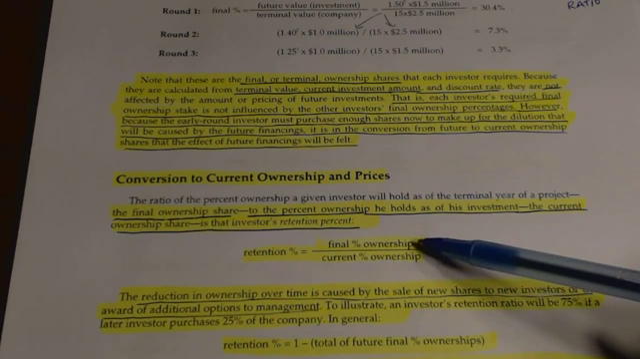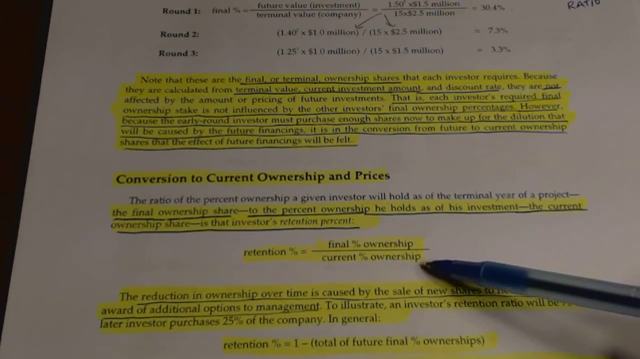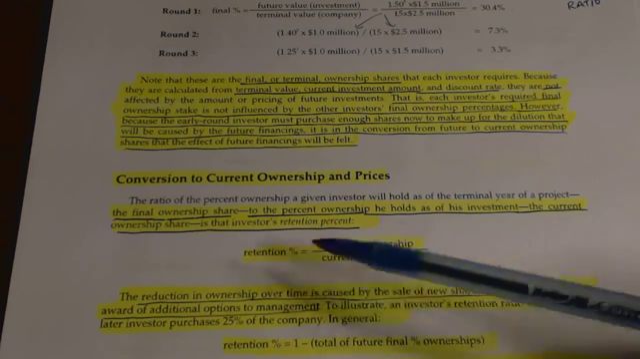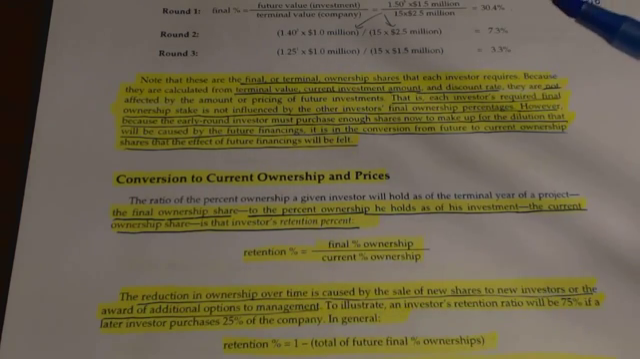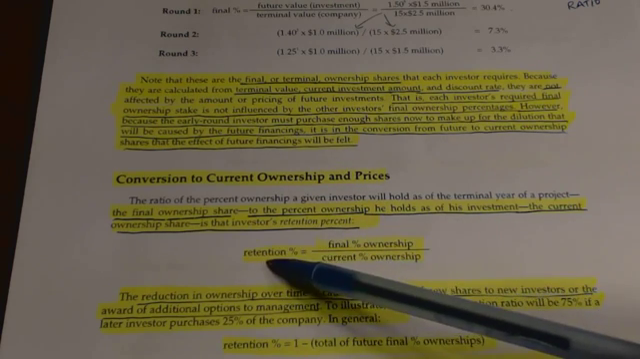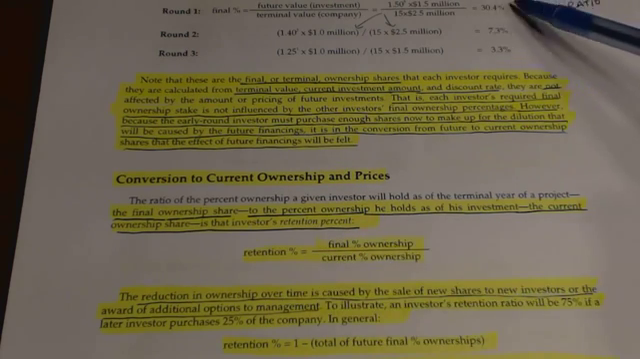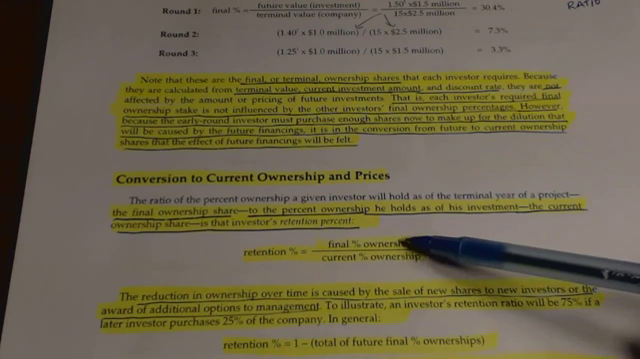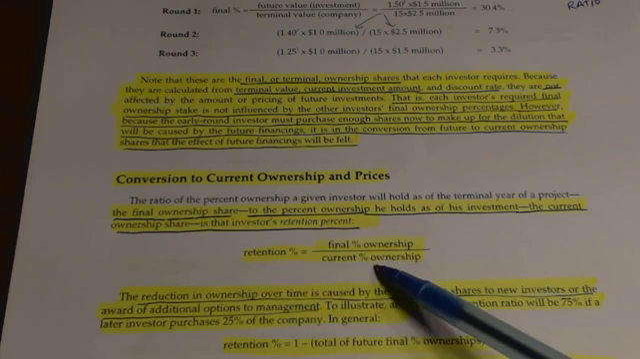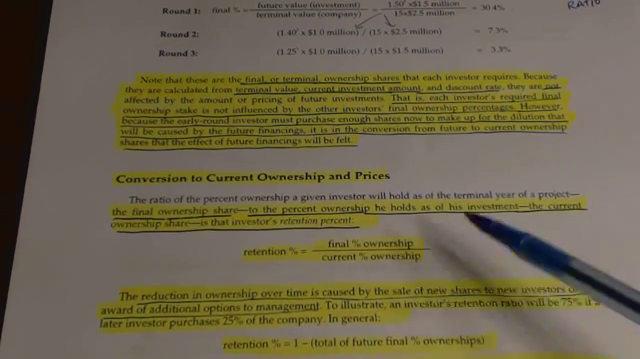Your final ownership percentage over your current ownership percentage, what you'd have to buy initially, gives you your retention percentage. So what you could basically do is take your current ownership times your retention percentage, and that should get you your final ownership, or you can take your final ownership percentage, divide it by your retention percentage, and that will give you what you need to purchase up front, your current ownership percentage.